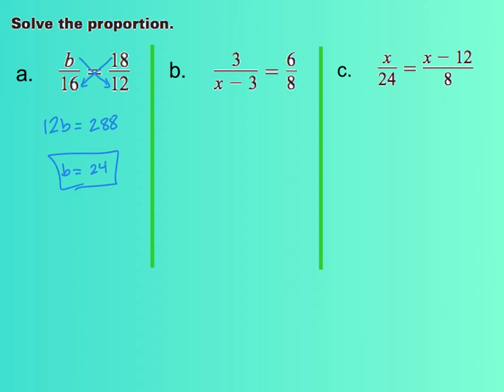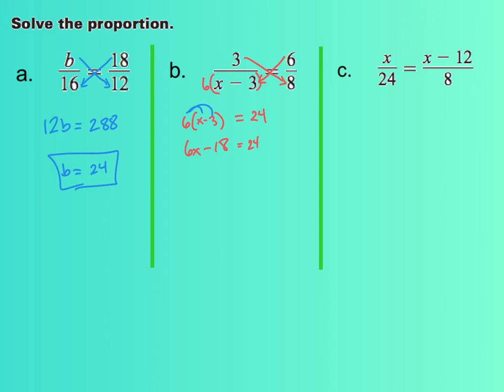Next item up for bid here is part B. Again, we're going to cross multiply. Now understand, when you have to multiply 6 by x minus 3, you need to put that in parentheses and have the 6. So it's going to be 6 multiplied by x minus 3 equal to, and then 3 times 8 is 24. And now you see what you have to do here. We need to distribute the 6. All right, so that's going to be a 6x minus 18 equals 24.